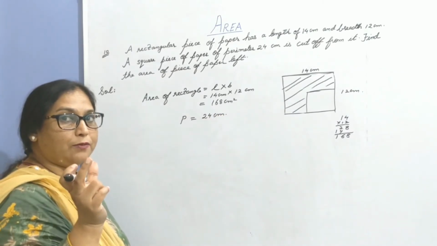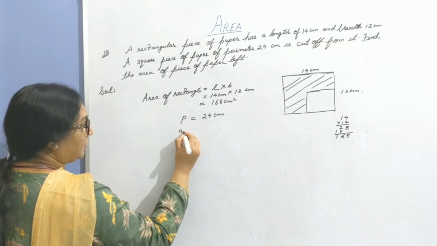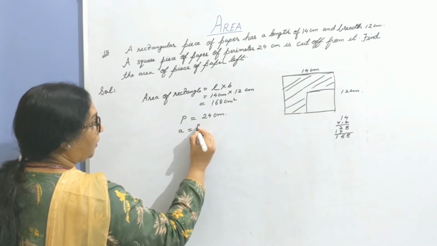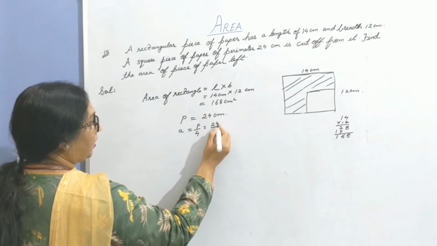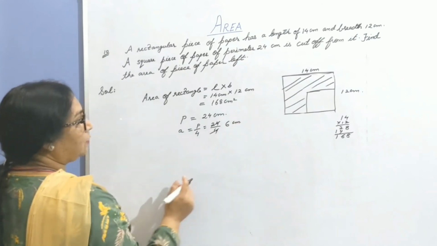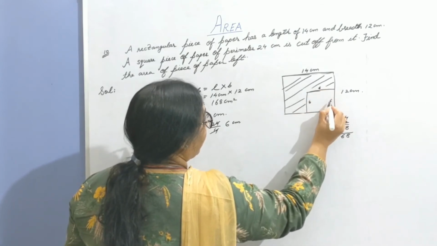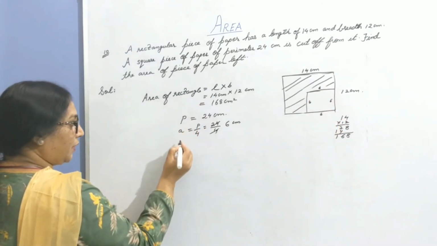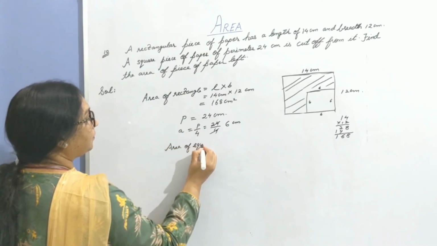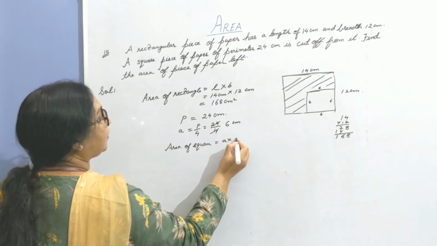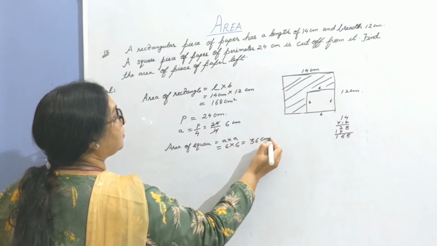Can you find one side of the square with the help of perimeter? Yes, we can easily find. The formula is each side of the square equals to perimeter divided by 4. So let's divide 24 divided by 4 equals to 6 centimeter. Hence, when you remove this piece of paper, each side of this square is 6 centimeter. Once you get the side, what is the area of square? Area of square equals to side into side, that is A into A. A into A means 6 into 6 equals to 36 centimeter square.